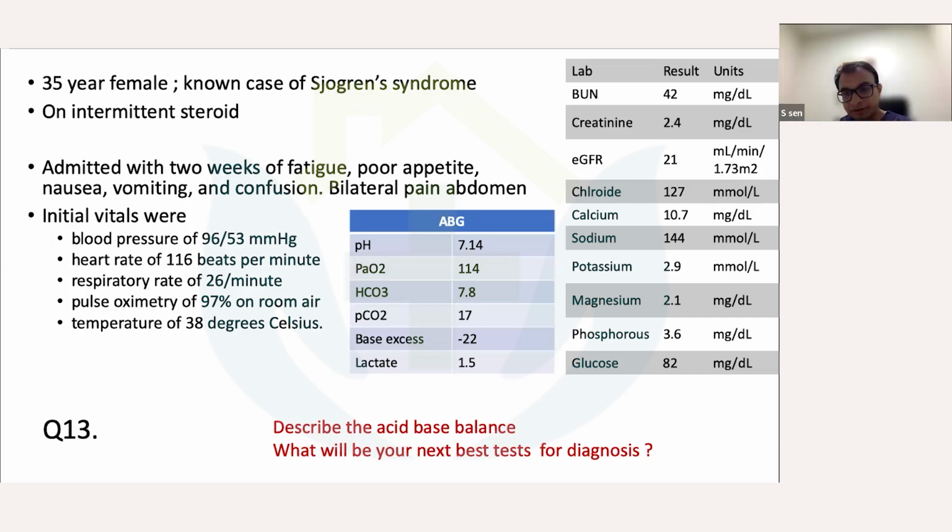Okay. So again, describe the acid-base balance. We have normal anion gap metabolic acidosis. We can measure the compensation, 1.5 by 1.7. So what tests will you order on the basis of this clinical picture and this normal anion gap metabolic acidosis?